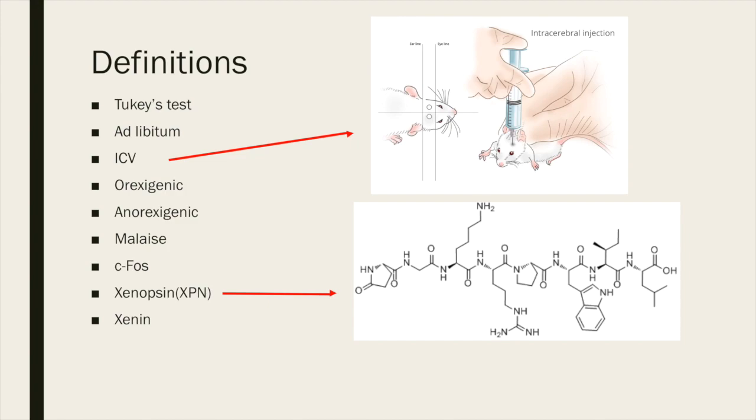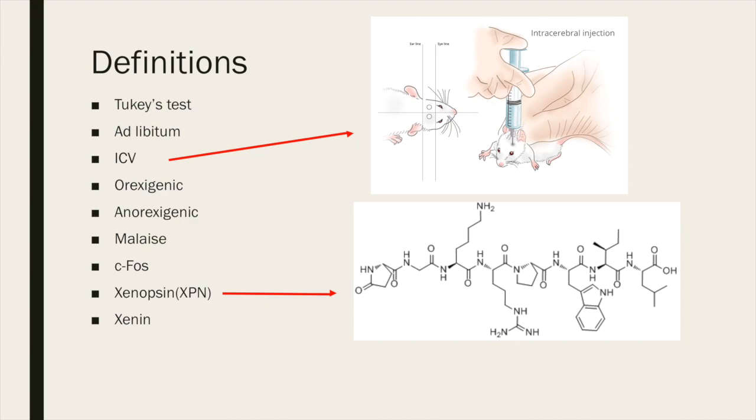Orexigenic means appetite stimulating. Anorexigenic is loss of appetite. Malaise means a general feeling of discomfort, illness, or uneasiness. And then c-Fos is an inducible gene that acts as a transcription factor. It is involved in converting extracellular signals into changes in gene expression and has been linked to cancer when overexpressed.